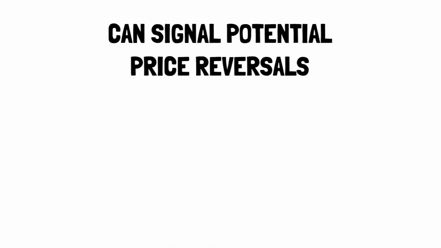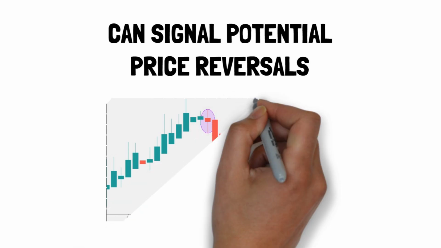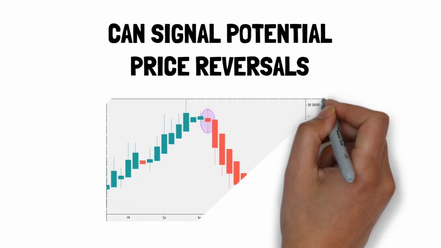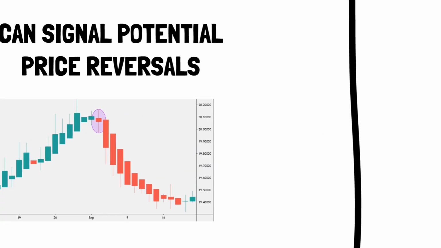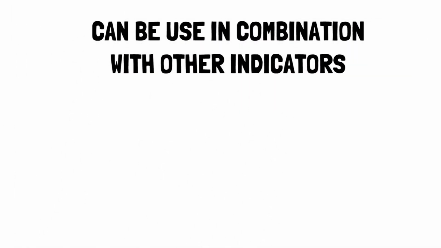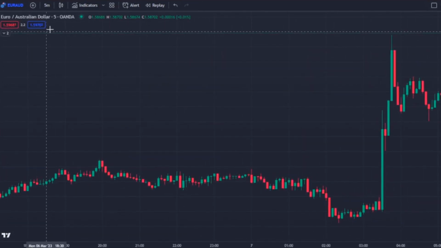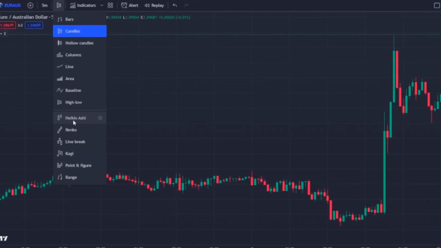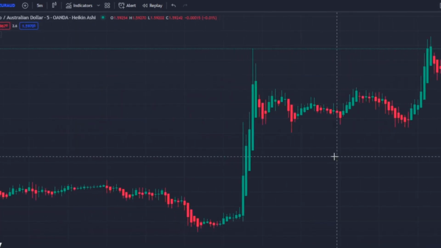For example, if you see a series of green candles with long lower shadows followed by a single red candle with a long upper shadow, it could indicate that the uptrend is losing momentum and that the reversal could be coming. And they can be used in combination with other indicators. To create a Heikin Ashi chart, you can use a software program that allows you to choose Heikin Ashi candles as a chart type, like TradingView.